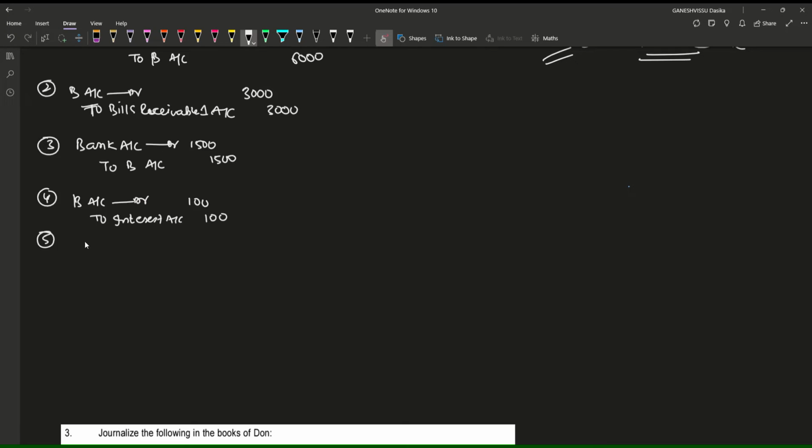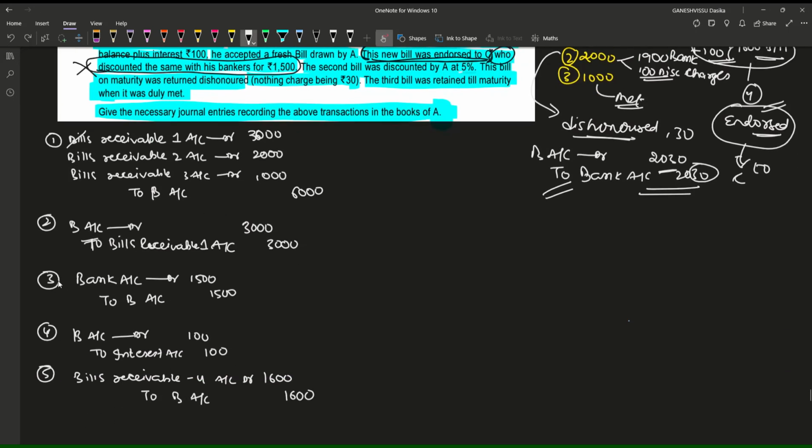Next, with the same amount, that is 100 rupees, a new bill has been drawn. So bills receivable account debtor to B account, 1600, together with the interest we have charged here. I'm not going to write down the narration. So this is about bill 4.